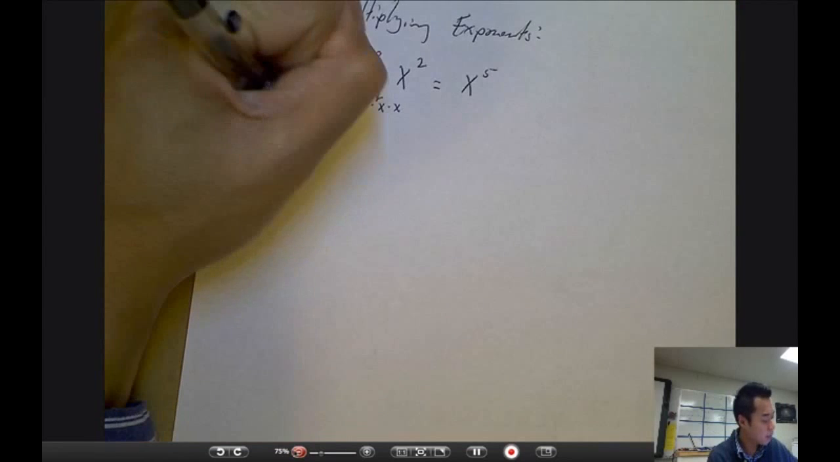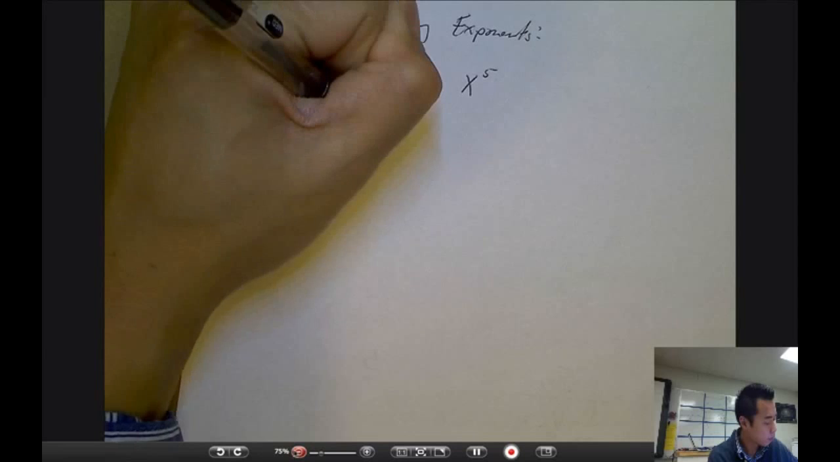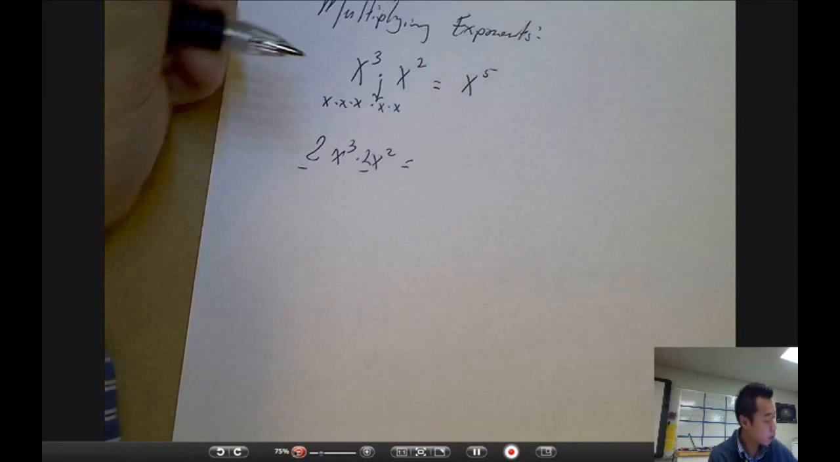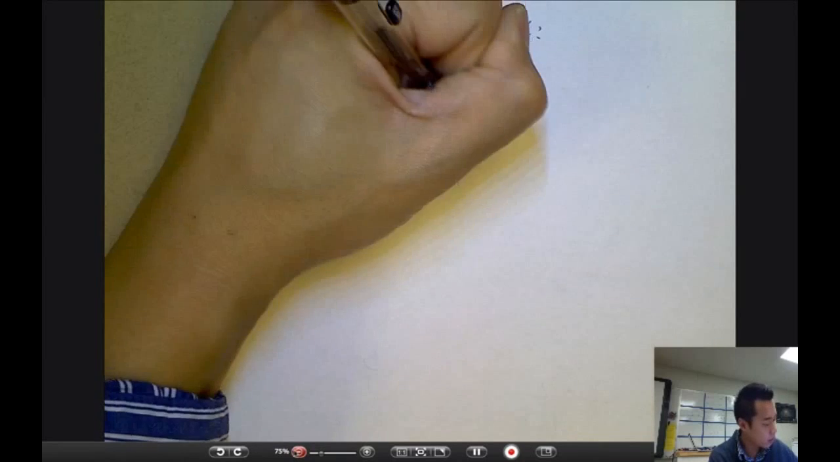If you have a constant, you take care of your constants first, your coefficients, excuse me, 2 times 2 is 4, and then you follow with the exponents.